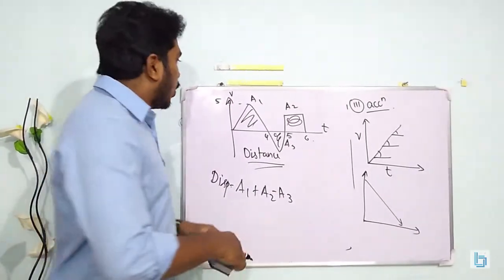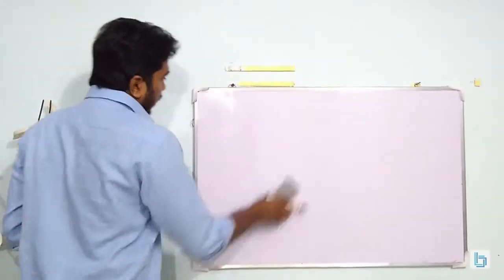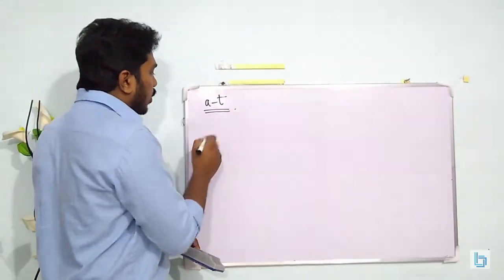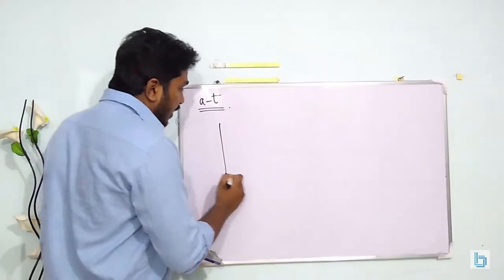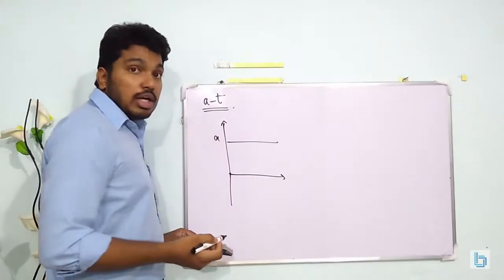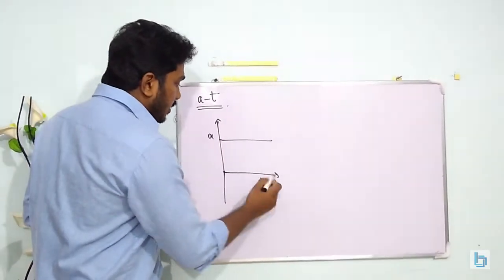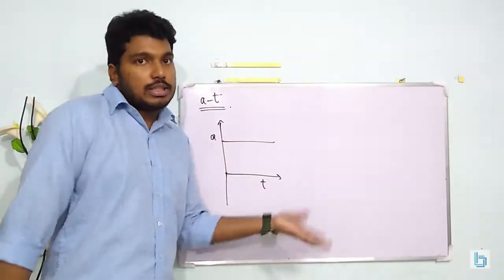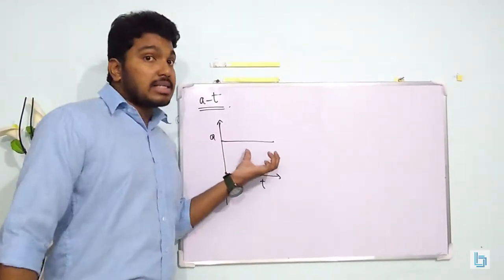Clear? Right. Now let's move on to the next graph, and that is an AT graph, the acceleration time graph. When we draw it, we mainly consider two situations. One, acceleration is a constant. So this is a case of constant acceleration. This is the time axis. As you can see here, the value of A remains constant with respect to time. It is not changing. It is an AT graph of a body moving with constant acceleration.